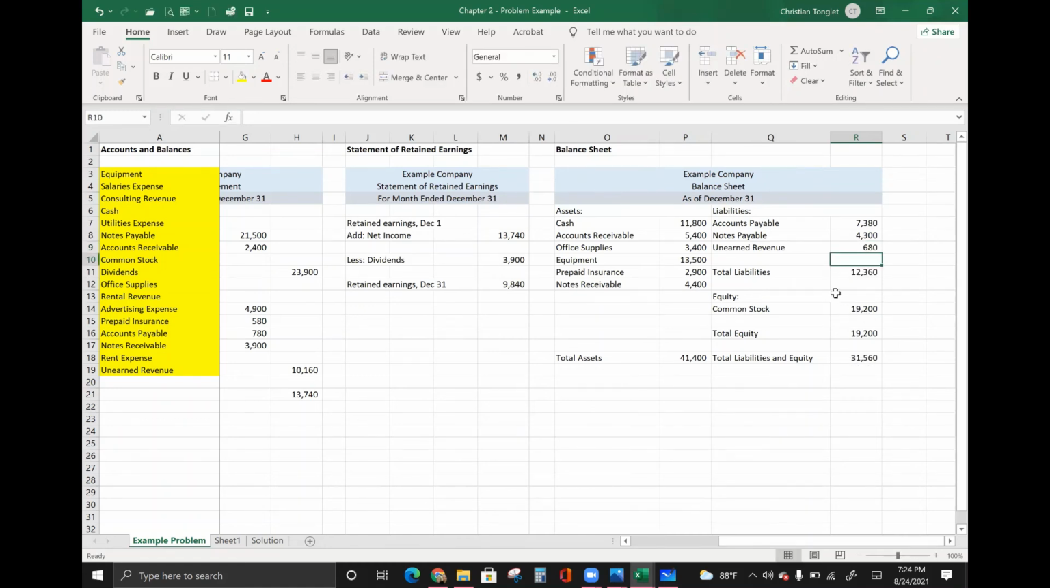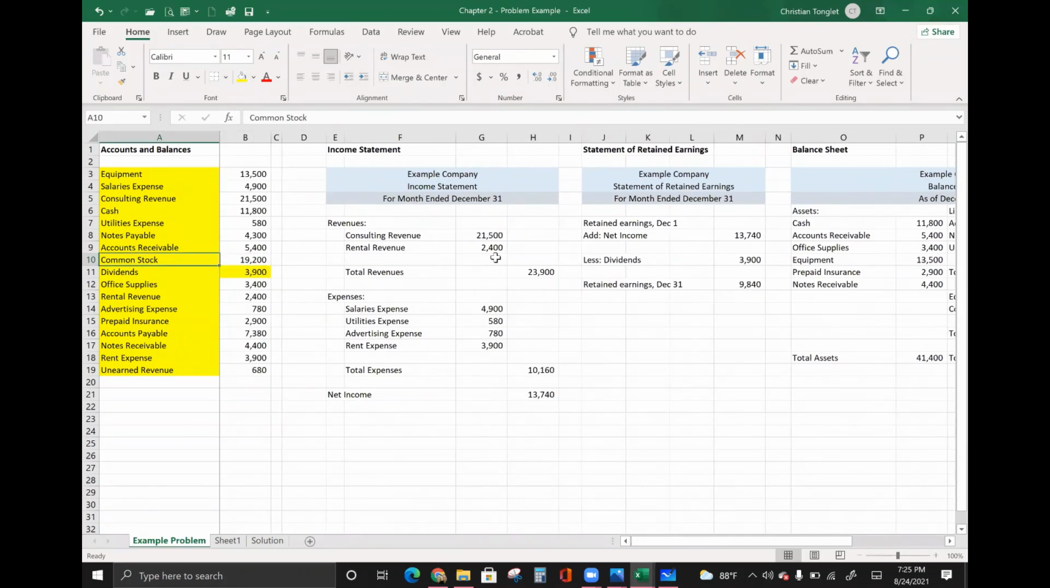Okay, I'm out of balance. So I either have a number wrong, or we missed something, or something's in the wrong place. All right, so let's go through it again real quick. Let's go back through the revenue and expense, make sure we have the right amounts.